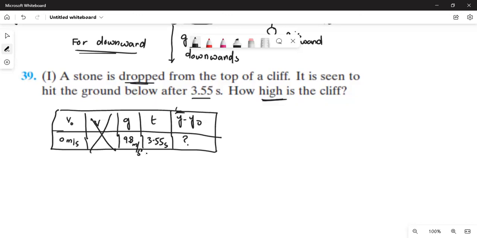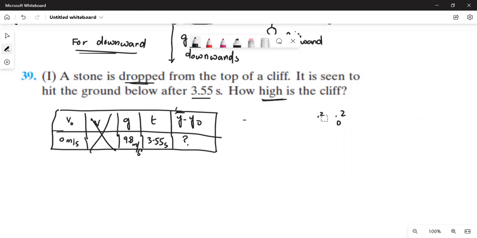So when V is not here, it is the second equation of motion. 2G(y minus y naught) is equal to V squared minus V naught squared. So 2 into 9.8. Can you hold your calculator, please? Sorry, I just made a mistake. This equation is not applicable. This is the third. I want to use the second one.